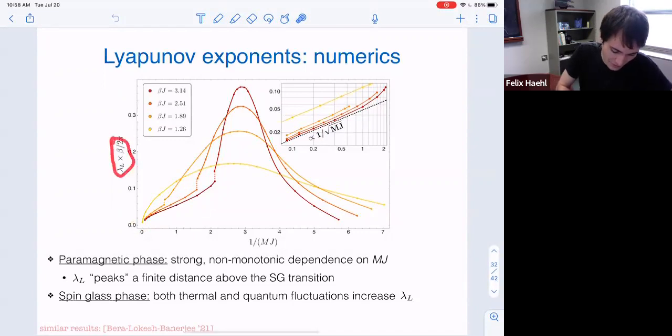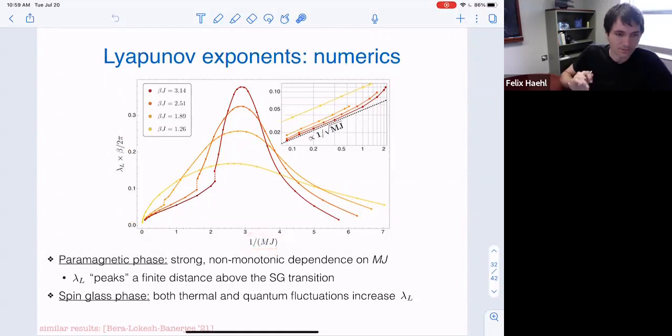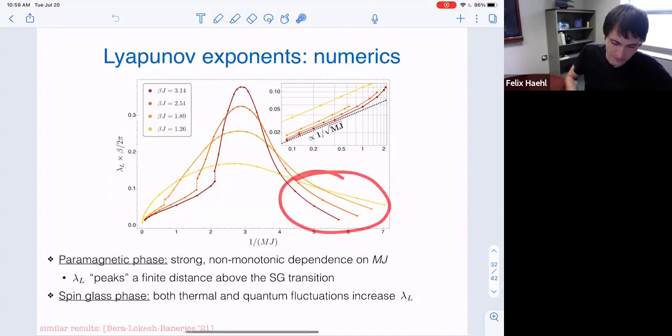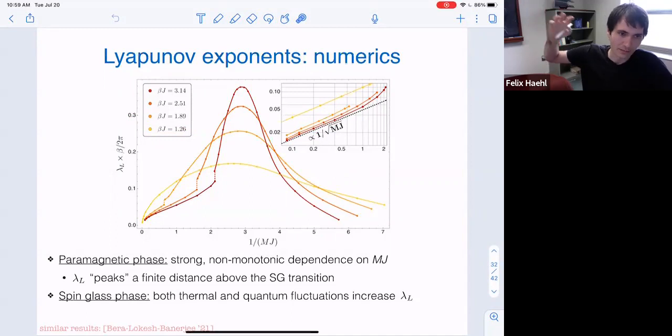So what I show here is the Lyapunov exponent as a function of mJ, the strength of the quantum fluctuations, and each curve corresponds to a fixed temperature, betaJ. Okay, so we see the dependence of the Lyapunov exponent on these two couplings, betaJ and mJ. And so all the way over here, we're far in the paramagnetic phase. We're far away from the spin glass transition, and the exponents eventually decay to 0.